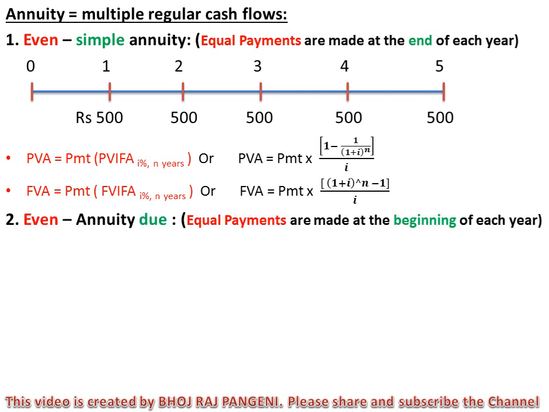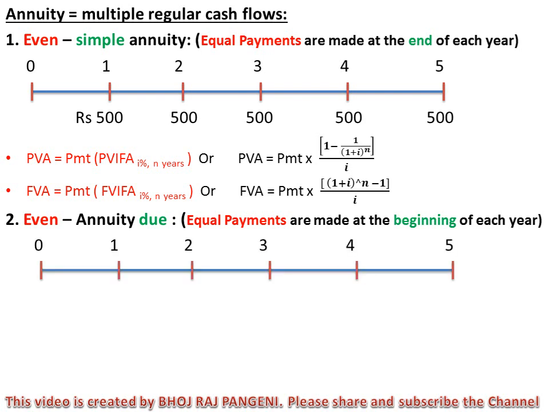Now number 2, even annuity due: even cash flow, but annuity due means equal payments. Even means equal payment, but due means the payments are made at the beginning of each year, or receipts are made at the beginning of each year, or cash flow at the beginning of each year is called the annuity due. So have a look at the timeline: 0 1 2 3 4 5 is our timeline.